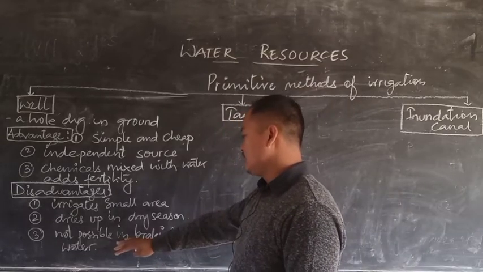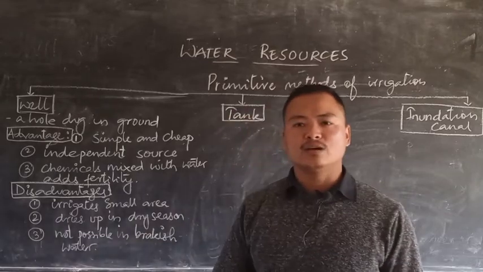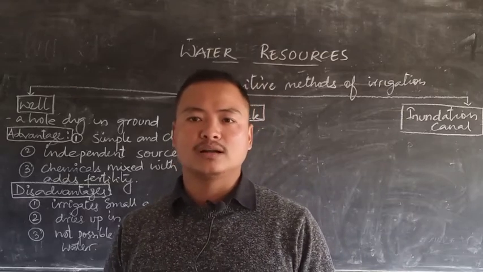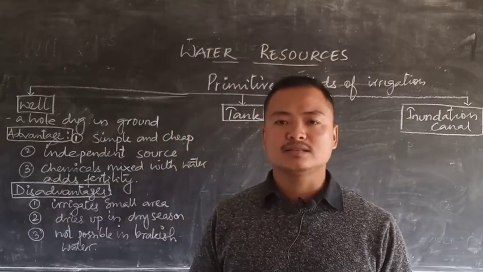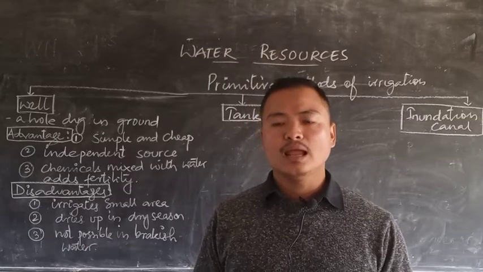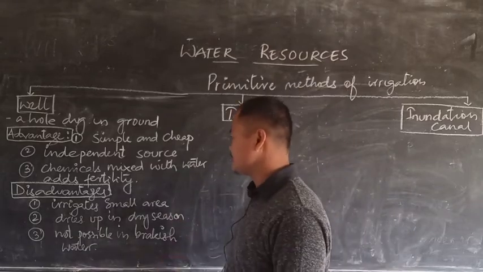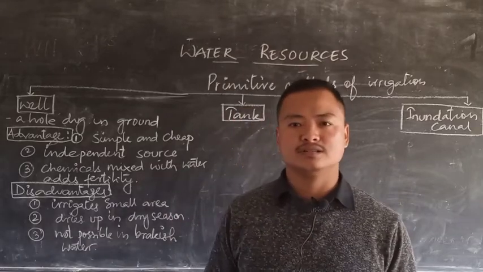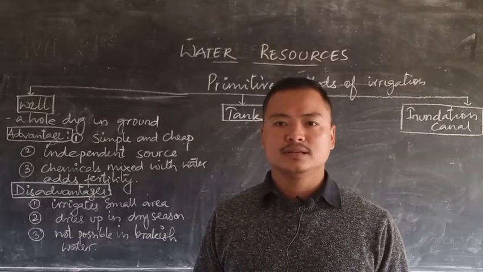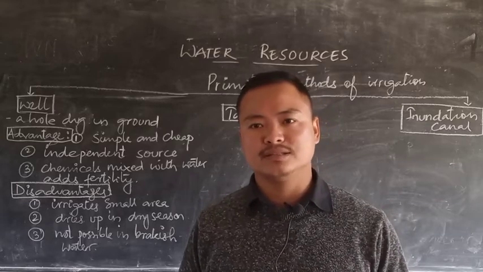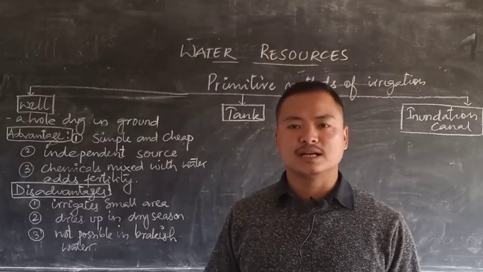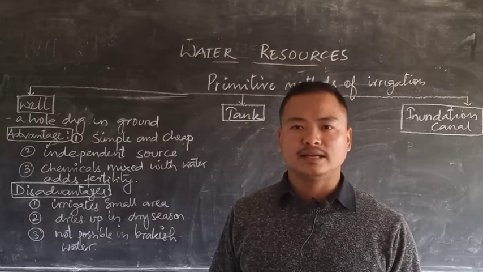The next is that it is not possible to carry out well irrigation in areas where the water is brackish. Brackish means the water contains a high amount of salt. This leads to infertility of the soil. Apart from these, there are also various other factors that add to the advantages and disadvantages of well irrigation. For example, well irrigation does not bring a lot of sediments, unlike canals. When canals flow, they bring a lot of sediments which are deposited in the agricultural field.